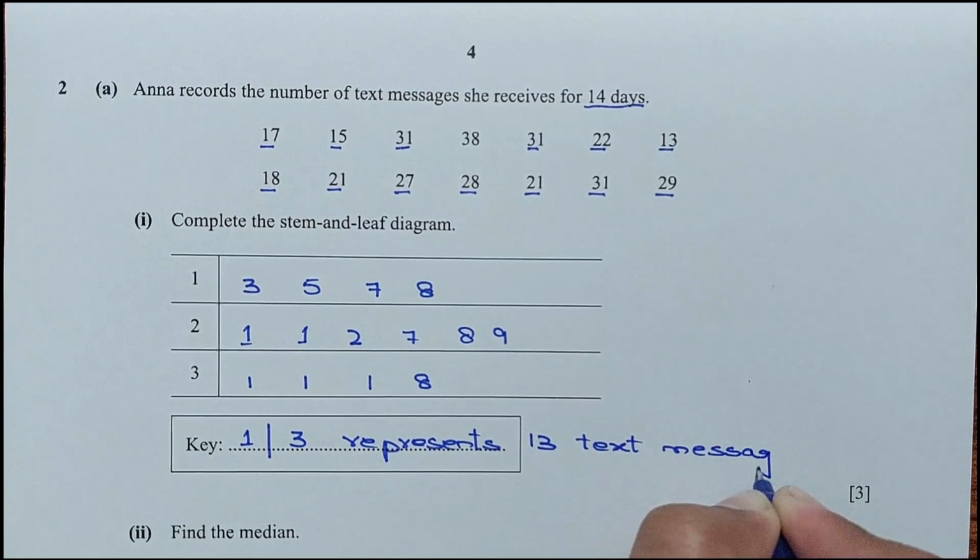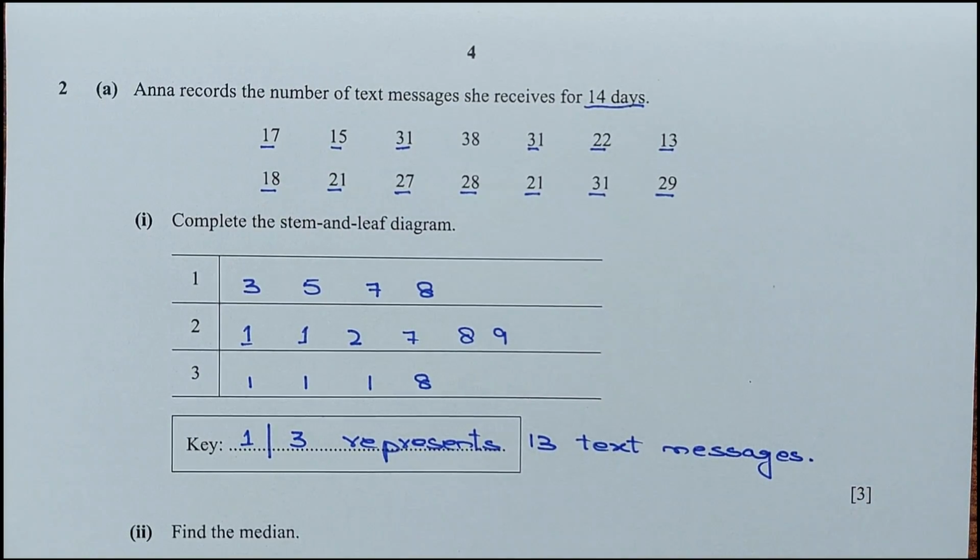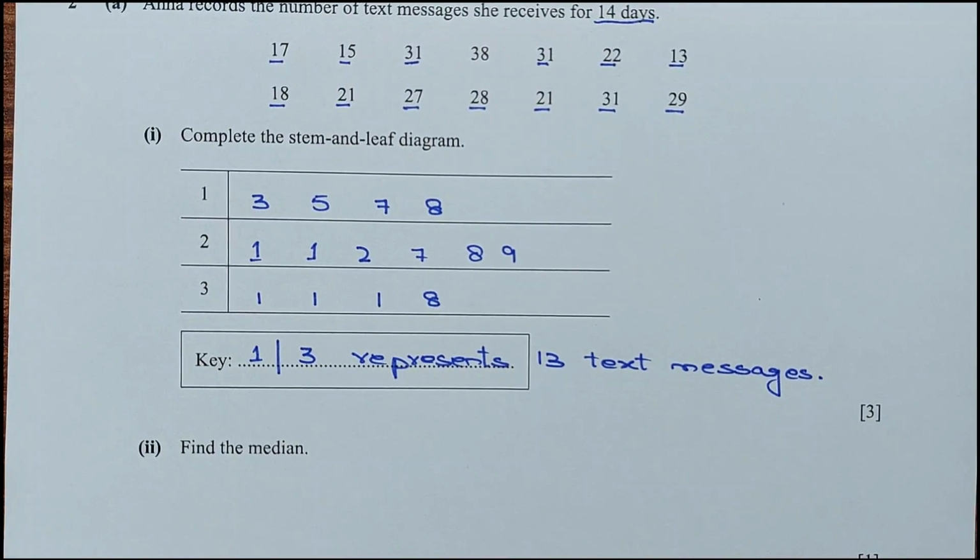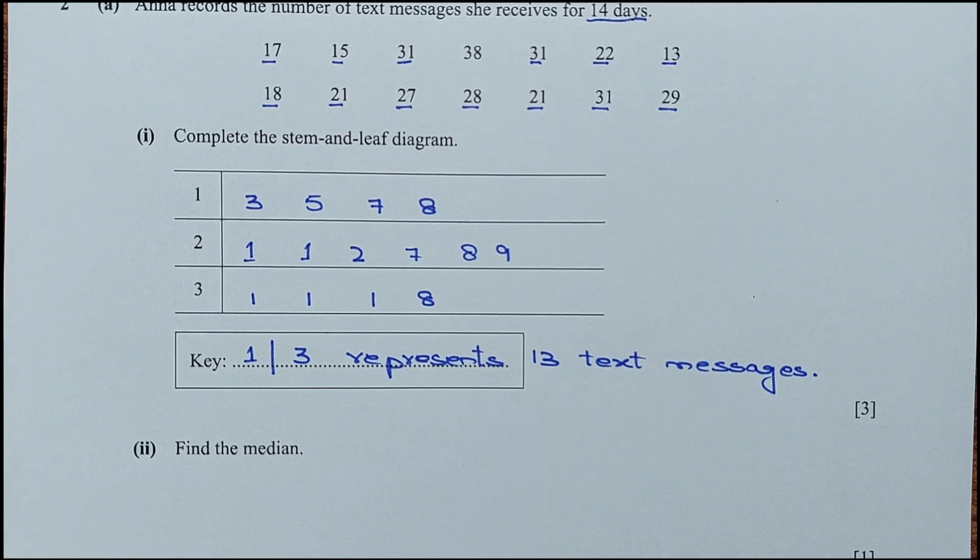Anna receives. Right. Now for the second part, find the median. Median is the middle value of the data. Since the numbers are even, we have to find the average of the 2 middle values.